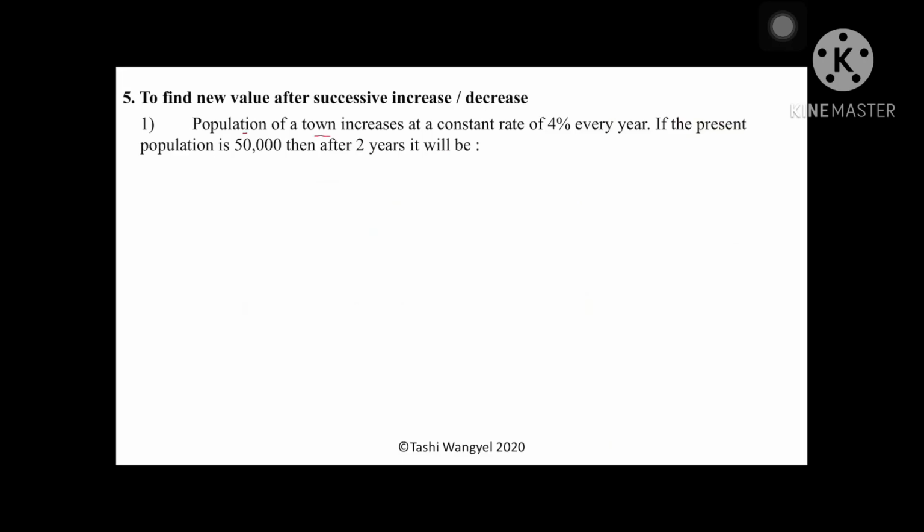The population of a town increases at a constant rate of 4% every year. If the present population is 50,000, then after 2 years it will be what? The initial population is 50,000, with a 4% increase every year, and we need the population after 2 years.